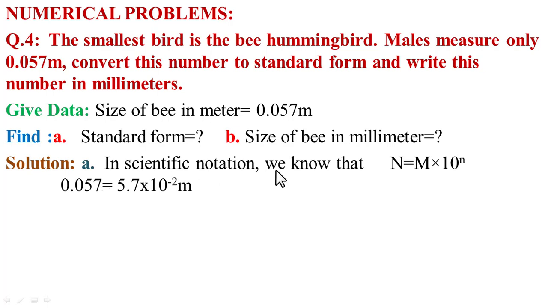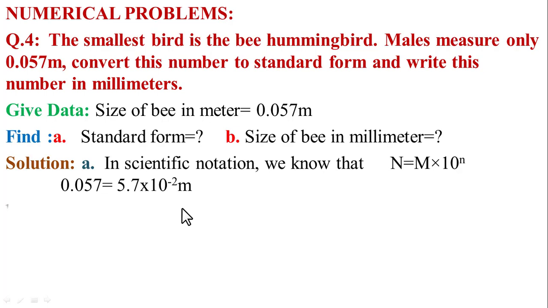In scientific notation, we know that N is equal to m multiplied by 10 raised to power n. Here we will move from left to right. Then the decimal place moves 2 digits, 0 and 5, so 1 and 2. The decimal place moves 2 digits. Then we write 5.7 multiplied by 10 raised to power minus 2 meter. In scientific notation, the answer is 5.7 multiplied by 10 raised to power minus 2 meter.